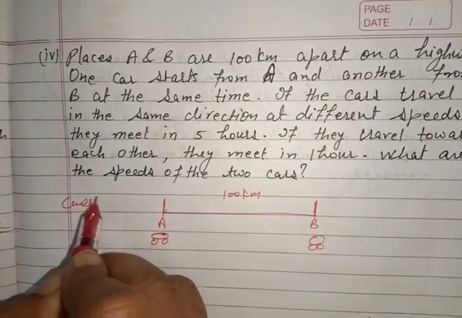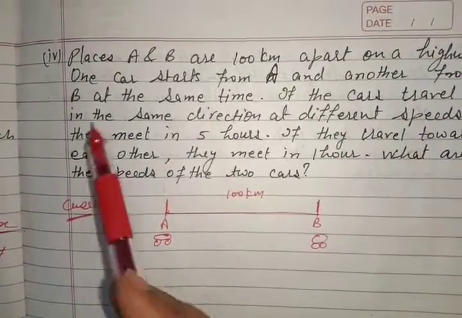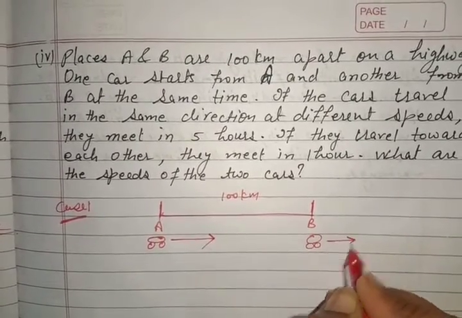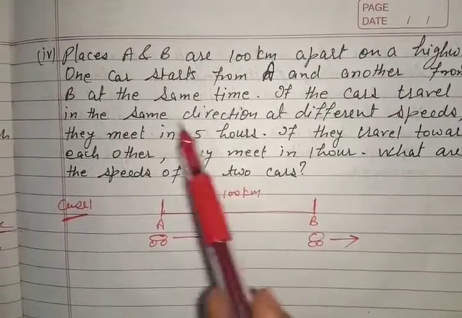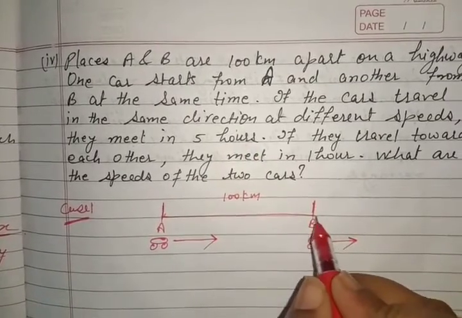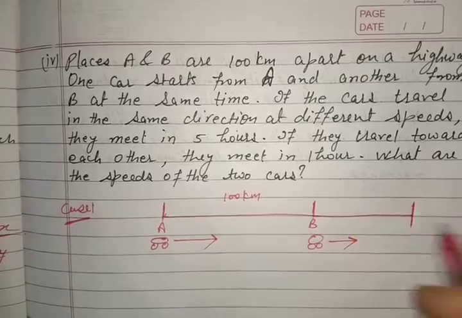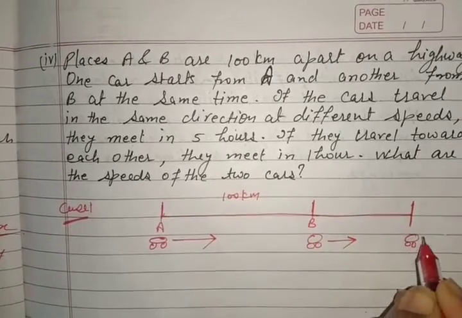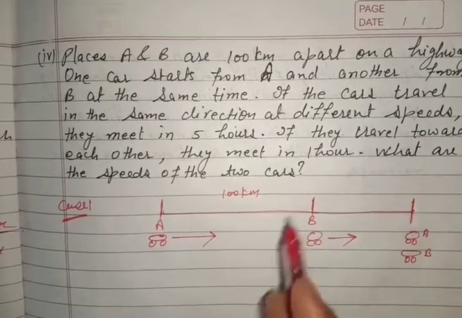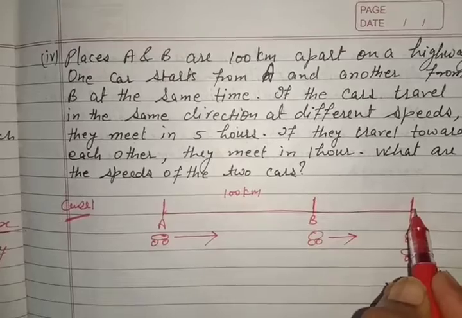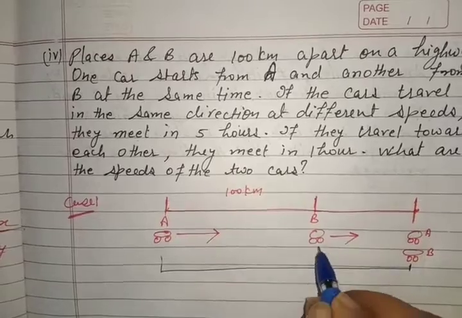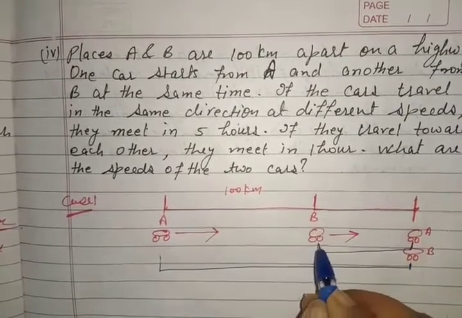This is, we can write case 1. If the cars travel in the same direction, it means this car is moving in this direction and this car is also moving in this direction. If the cars travel in the same direction, they meet in 5 hours. So suppose they meet here. Both the cars A and B meet at this place. It means this is the place where they meet. So A covers this much distance and B covers this much distance. I think you got it.